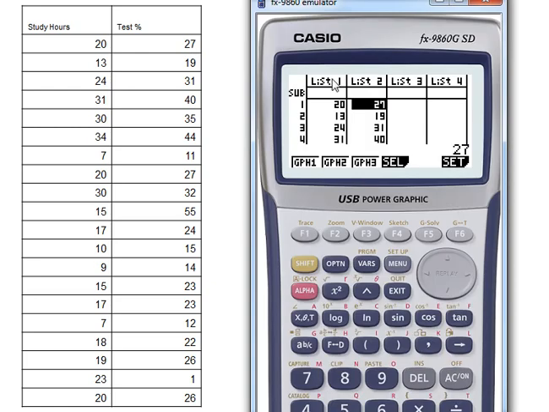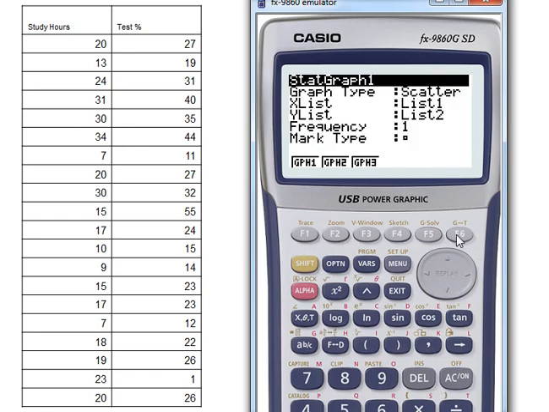So I've entered all this data into the graphic calculator. List 1 is the study hours, list 2 is the test percentage, and now we want to draw a graph. We want to draw a scatter plot. So we've got to go to Set, which is F6, make sure our graph type is scatter, and we have list 1 and list 2 in there. So that's going to draw it for us.